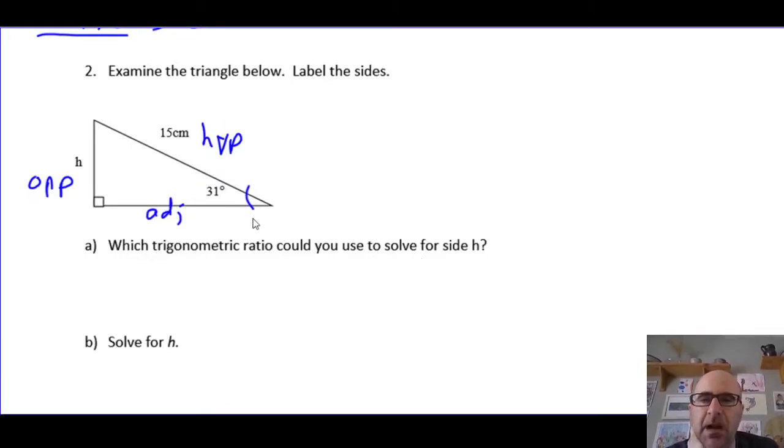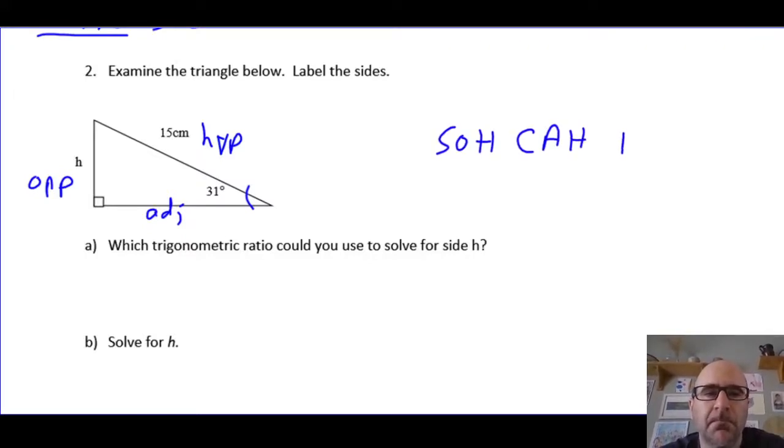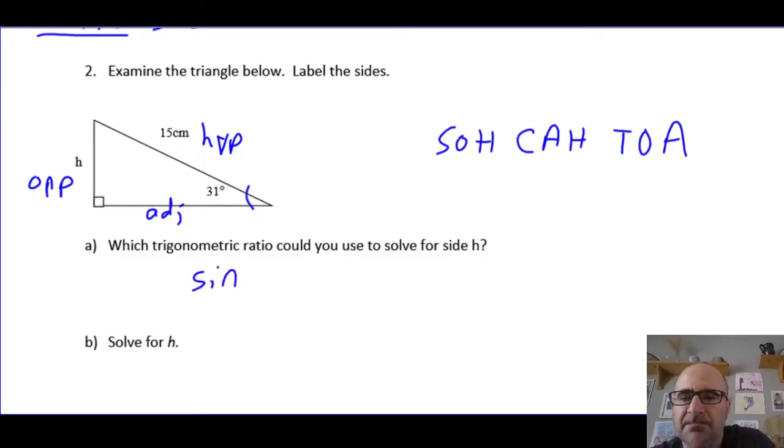Well, if we think of SOH CAH TOA, we're solving for the opposite side. So we need a ratio that involves the opposite side. So clearly we're not going to use cosine. It doesn't have the opposite side in it. Now we have the hypotenuse. So we actually want to use sine in this case. And the reason we want to use sine is because we want to include the variable we're looking for and a side we know.